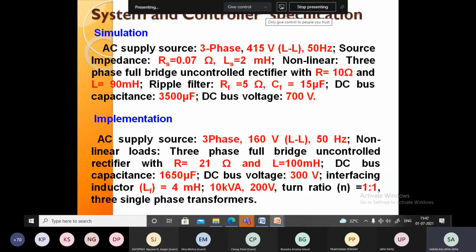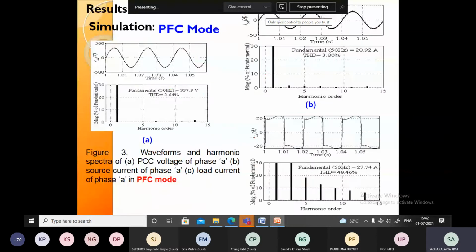Whatever we have discussed now, based on that we can do simulation. We have done simulation and implementation also, so we will tell something about it. You can see the PFC mode, and how we can see this PFC mode as a DVR mode. In the supply current, the distortion is less than 3 to 5% only. The load current is near 37 ampere.